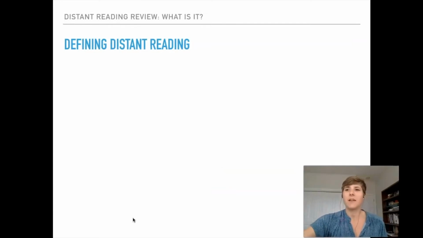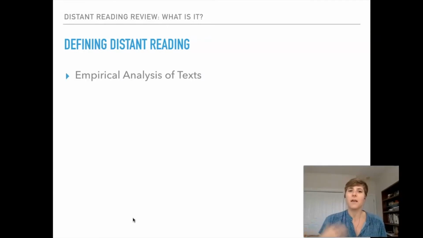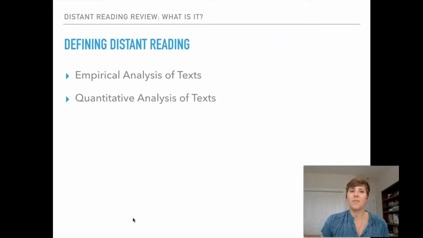So just to get right down into it, let's take a second to define distant reading and catch back up to speed on this particular front. So first, distant reading is the empirical analysis of literary or humanities texts, right? It's taking a kind of scientific, observable approach to what's happening in the text so that we can approach it in a more immediate, scientific, empirical way. Often this also means that there's a quantitative analysis of text as well.